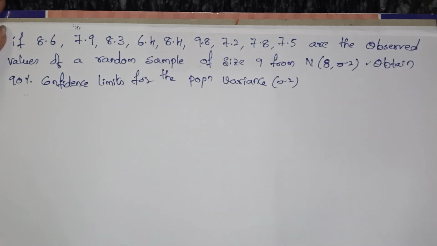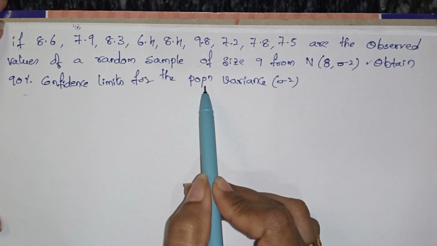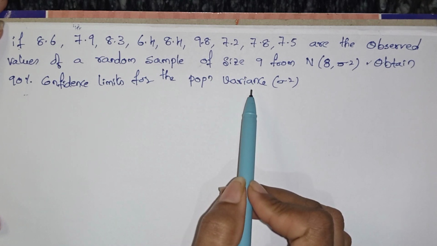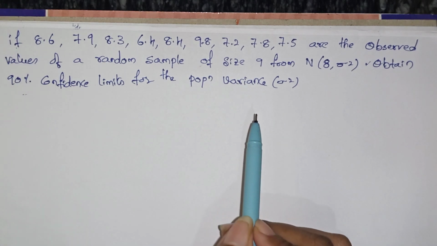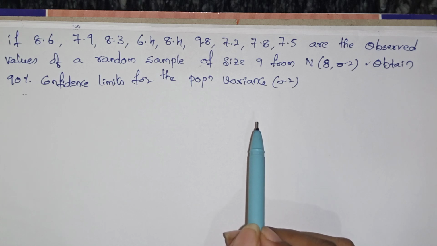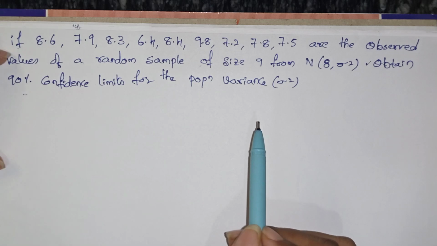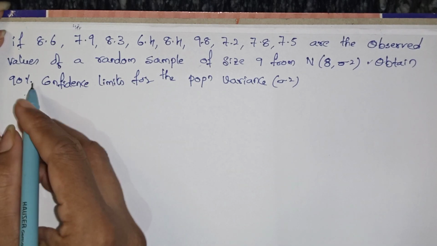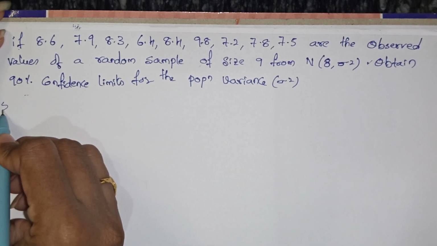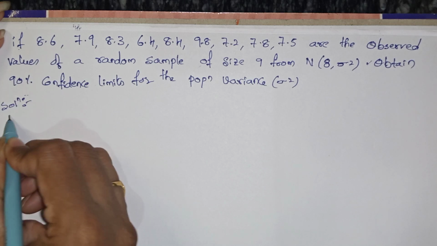Okay, so this is also requested by a student. Here they are asking us to find the confidence limits for the population variance. If you want to find the confidence limits for population variance, we have to use the chi-square distribution. So we are going to do the solution.